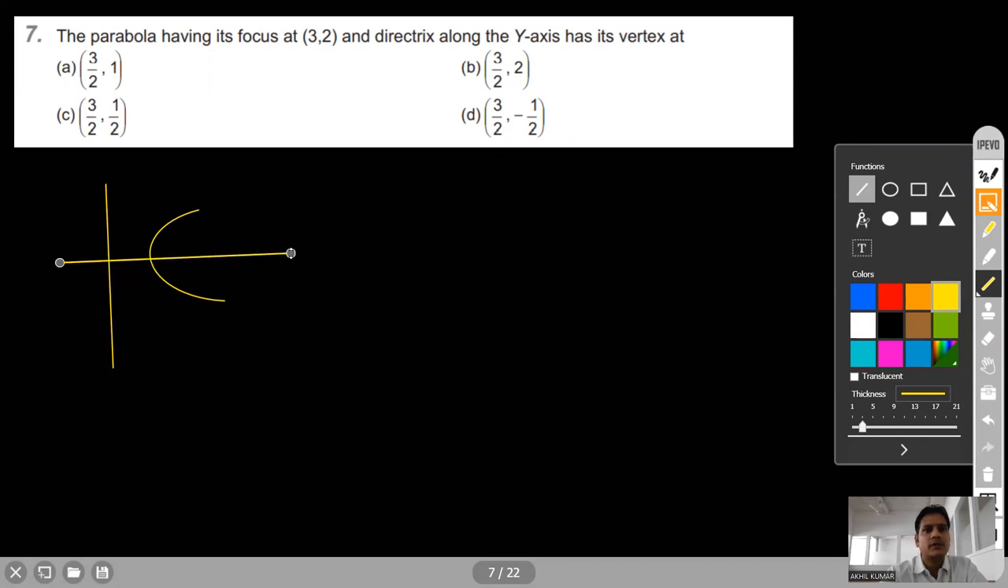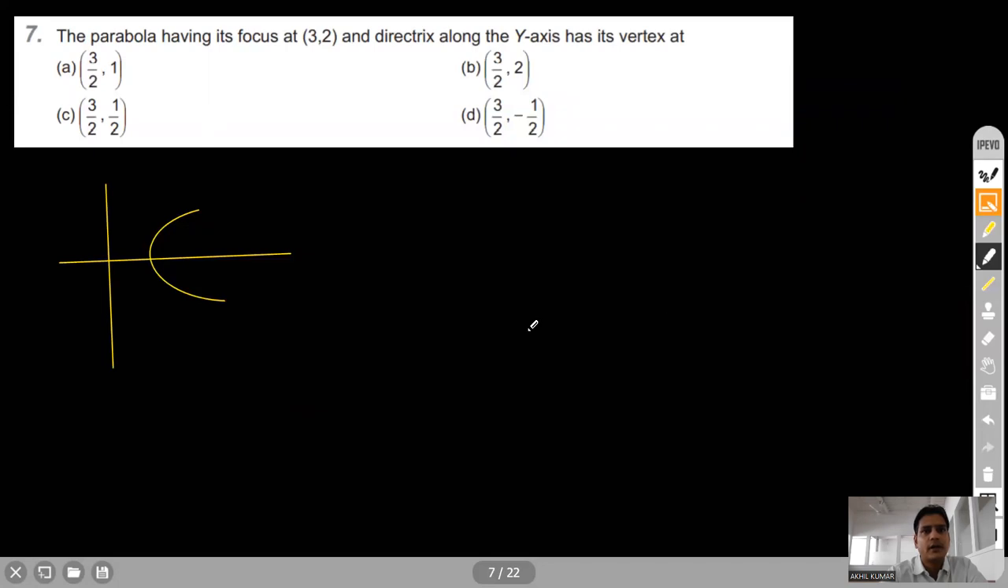So let me draw the axis of the parabola also. And what is known to us? Its focus is known to us, and we need to find the vertex. So this is our focus, whose coordinates are (3, 2). And this is our directrix, which is along the y-axis, meaning x equal to 0 is basically the directrix of this parabola.